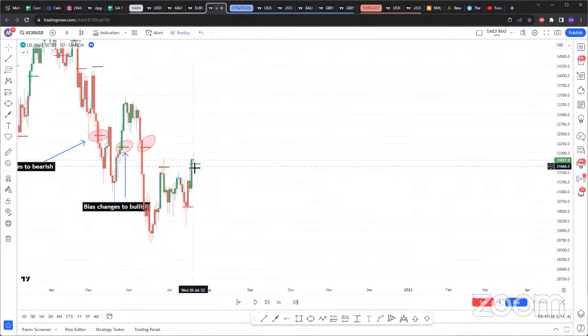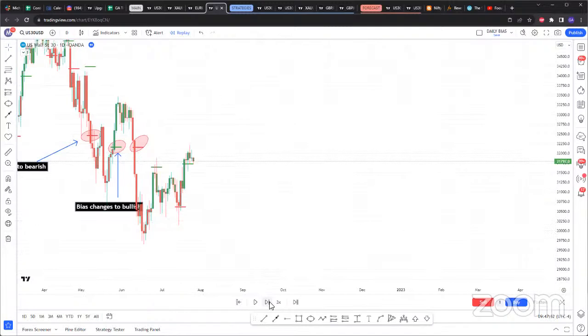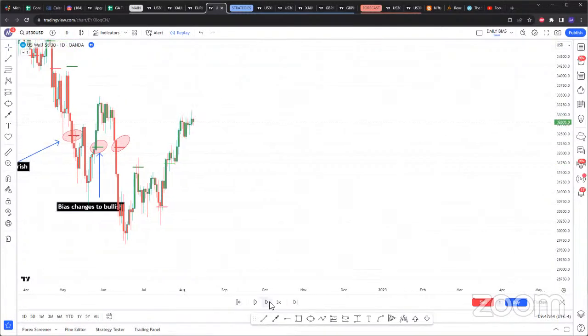So there you go. You see here, US 30 forms a green SAR, so a buy SAR on the daily. Guess what happens? It closes above. So at this point, I'm done selling US 30 on all lower time frames, and I am just looking for buys on US 30. So hopefully that makes sense.